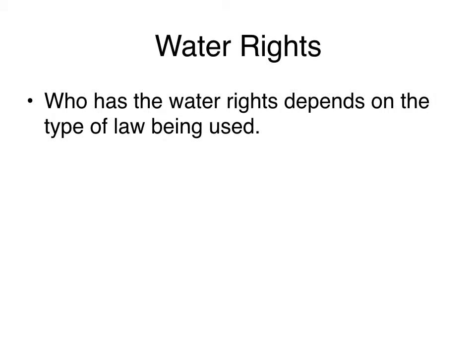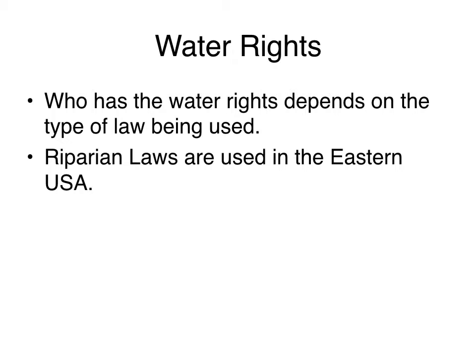Now, water rights. Who has the water rights depends upon the type of law being used. Riparian laws are used in the United States, and riparian laws protect the water use rights of landowners on riverbanks and lake shores. They're generally retained regardless of whether the landowners make use of the water. So I guess if you own land near lakes and riverbanks, you have access to the water.